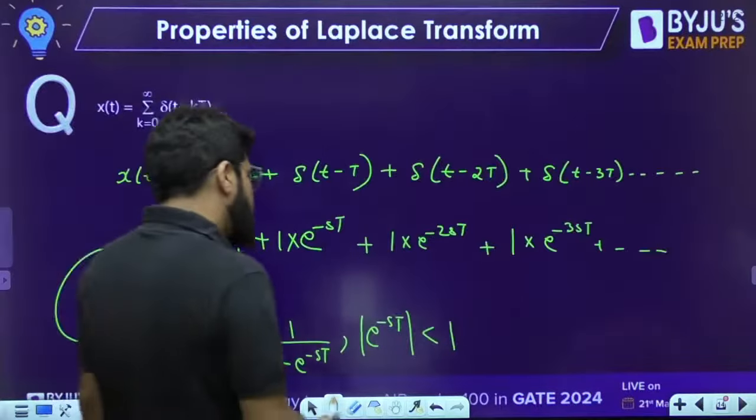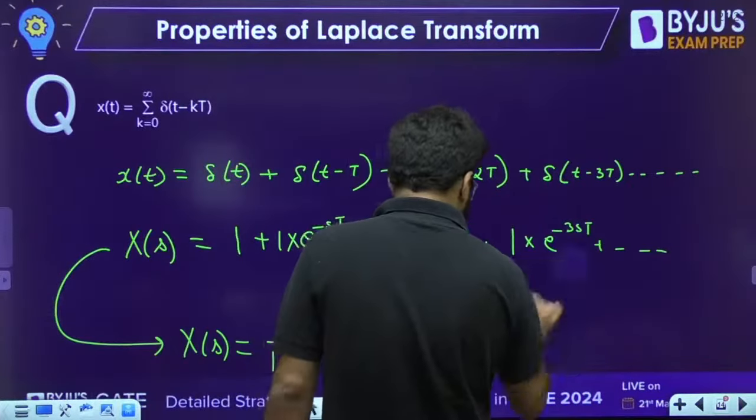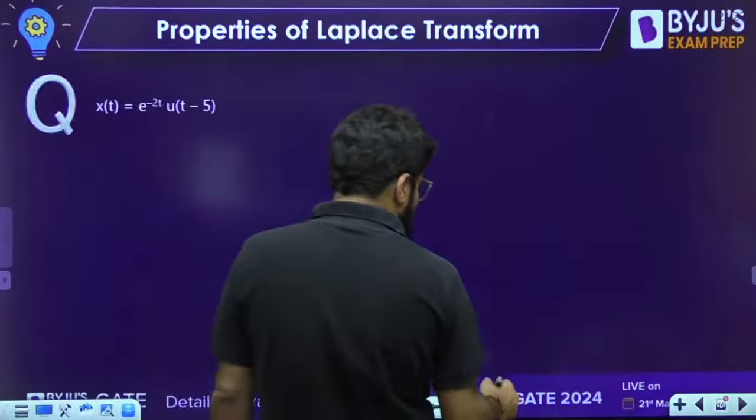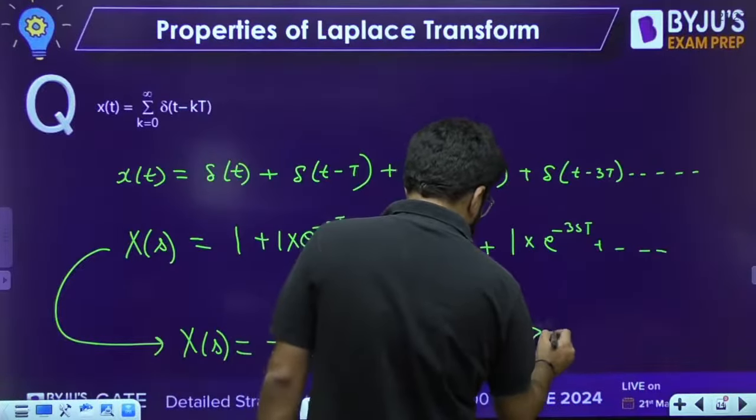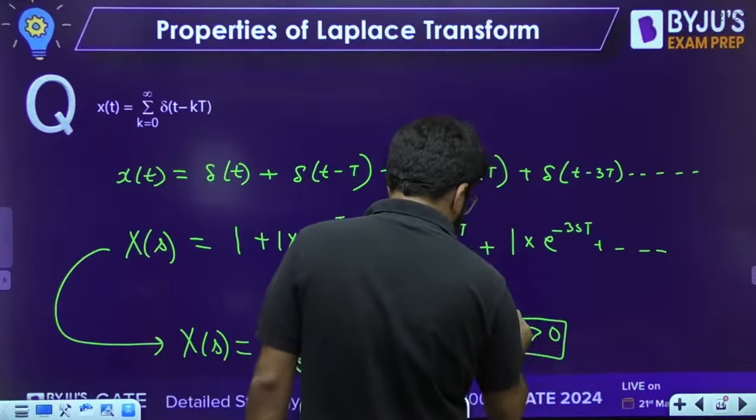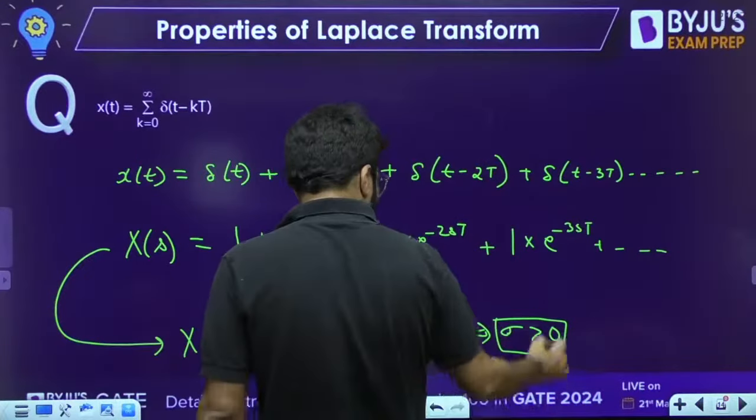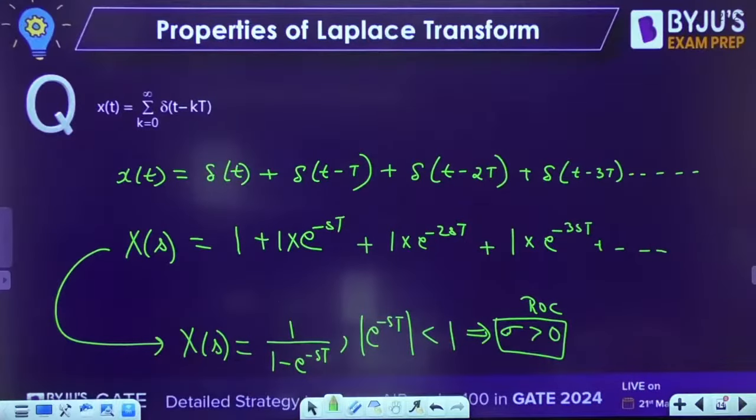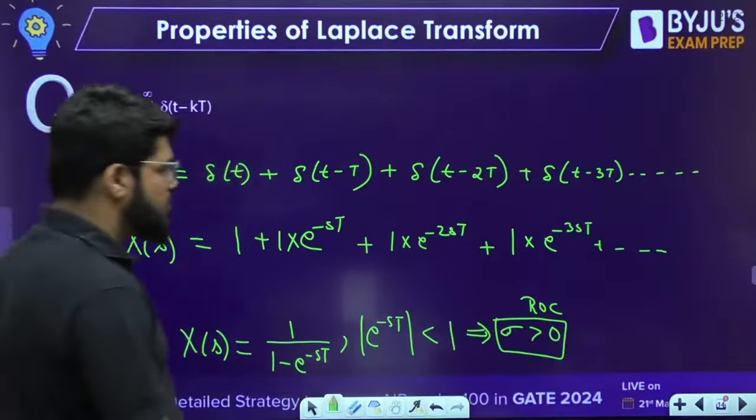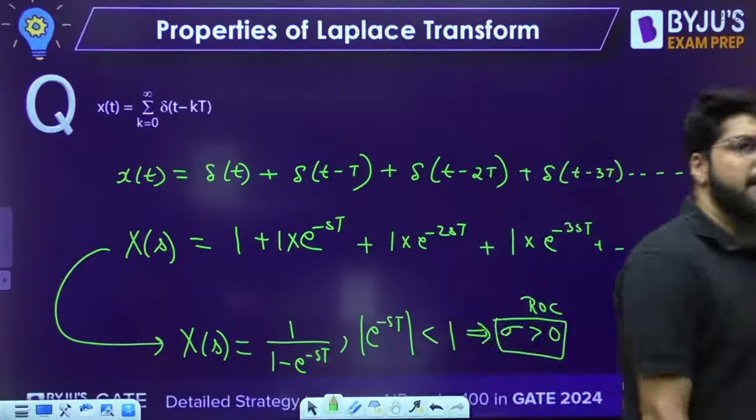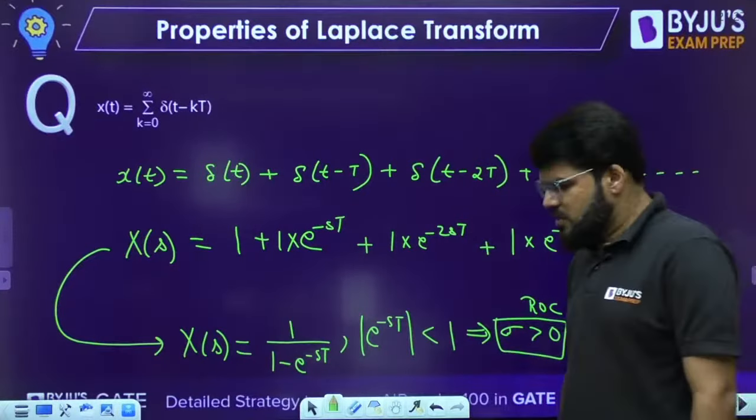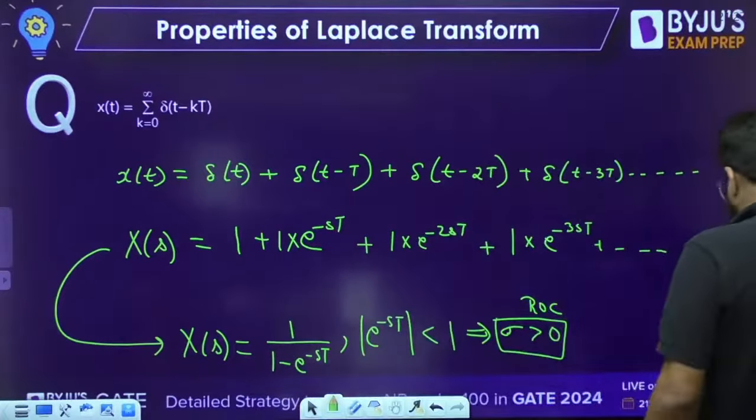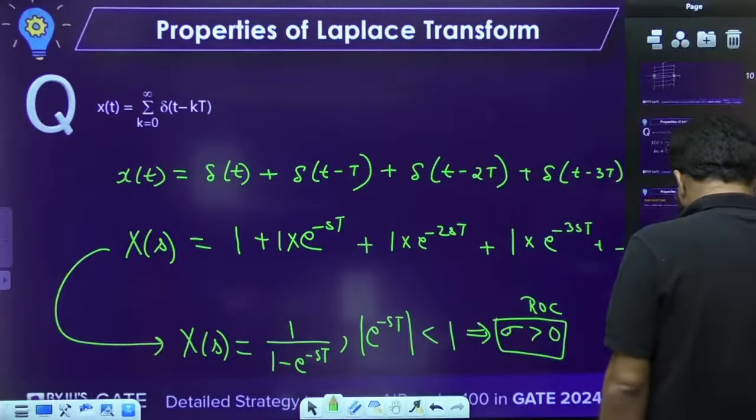Okay, so this gives you the ROC. If I want the modulus of e power minus st to be less than 1, then sigma should be greater than 0. That is the ROC. Correct, sigma should be greater than 0. Okay, moving ahead to the next case.